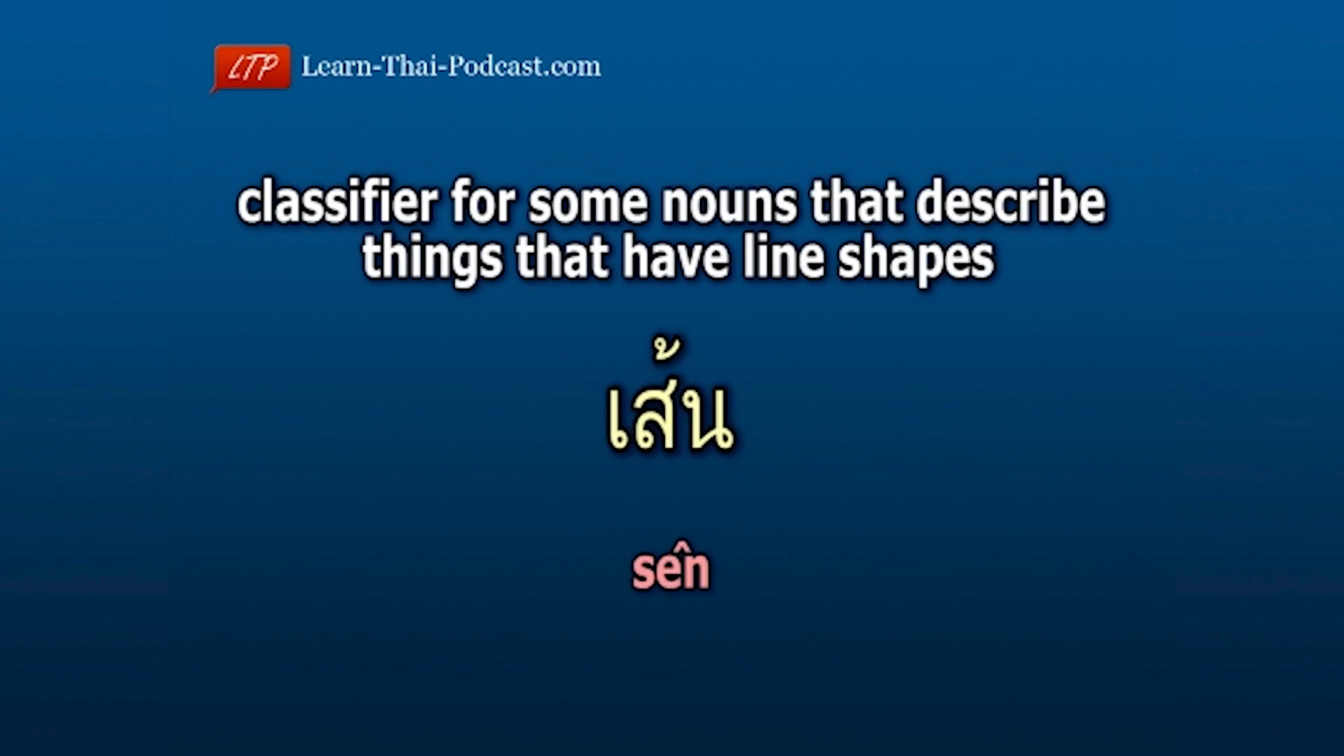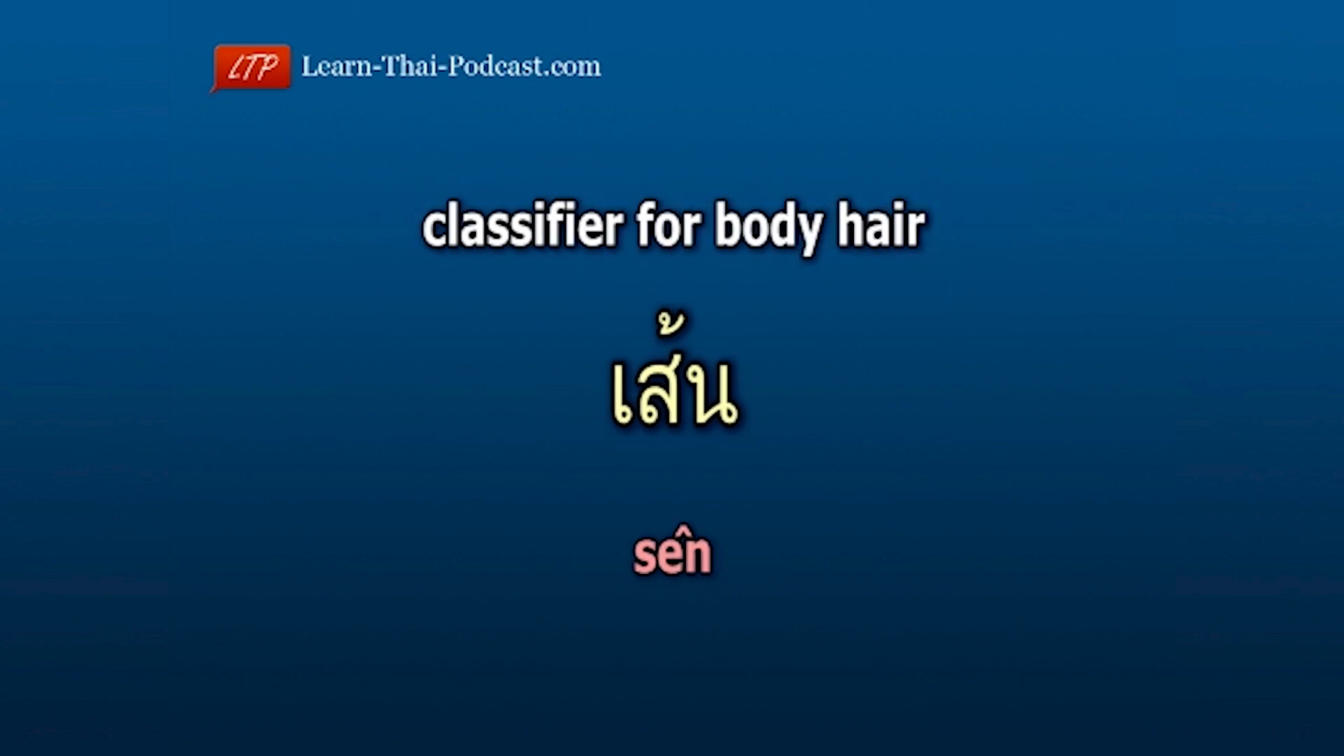Some nouns that describe things that have line shapes use the word เส้น as their classifier. For example, classifier for body hair, เส้น. Classifier for hair, เส้น. Classifier for ropes, เส้น. Classifier for wires, เส้น. Classifier for threads, เส้น. Classifier for necklaces, เส้น.